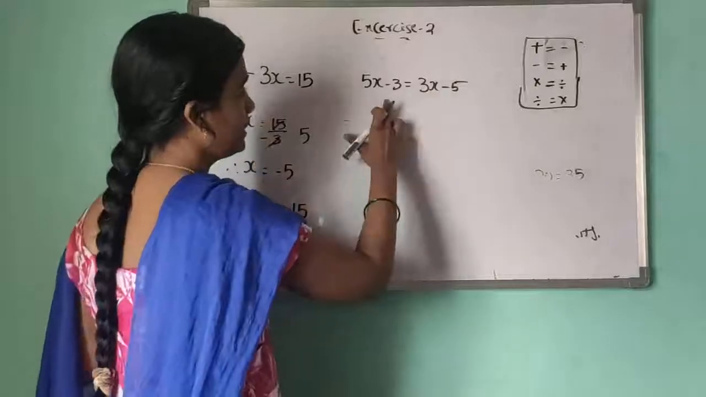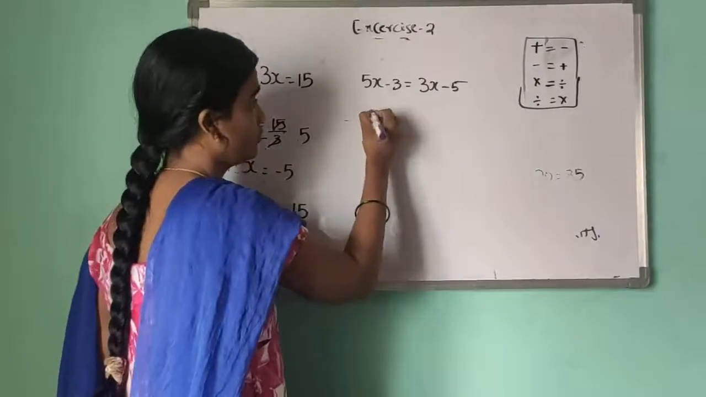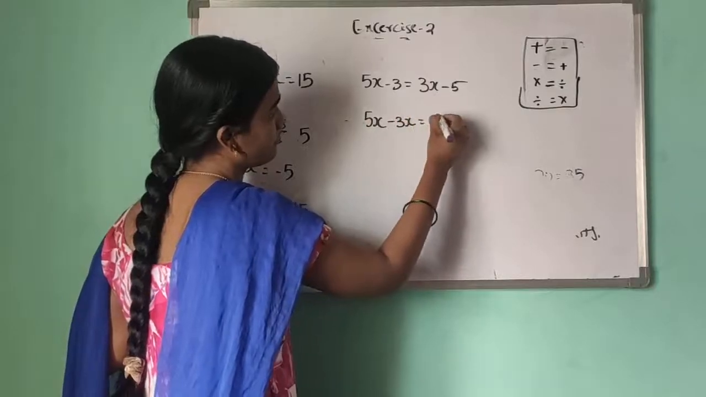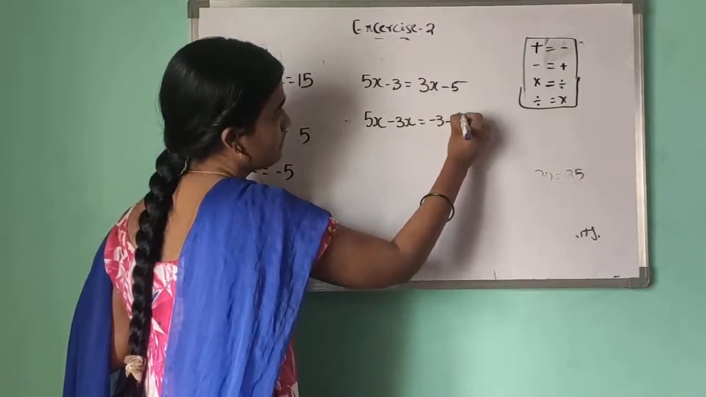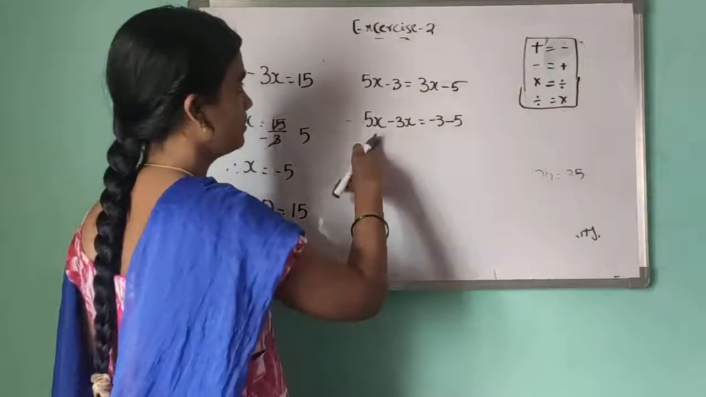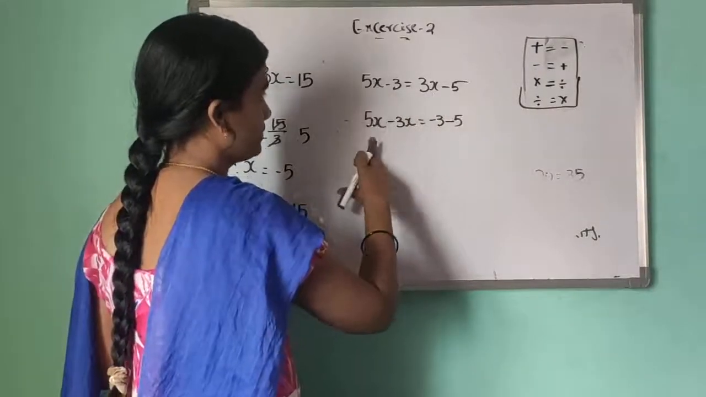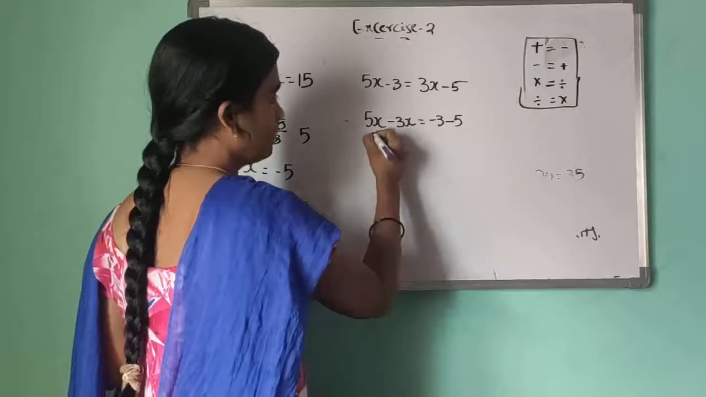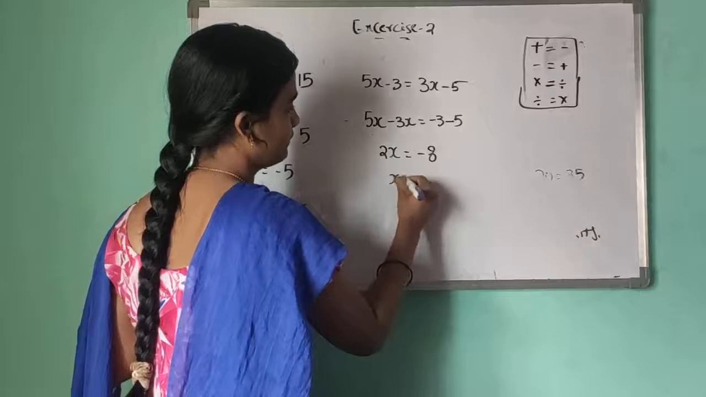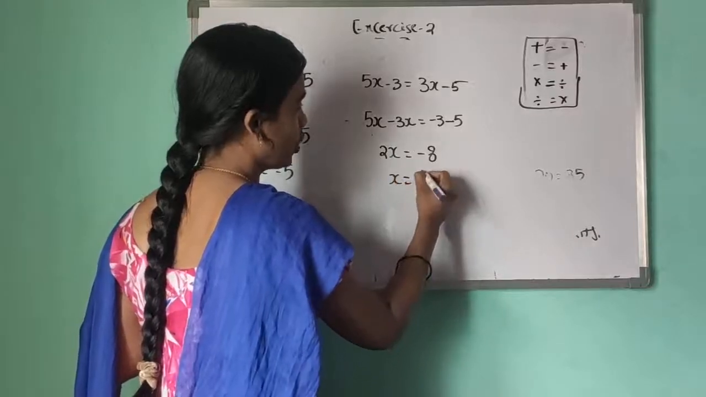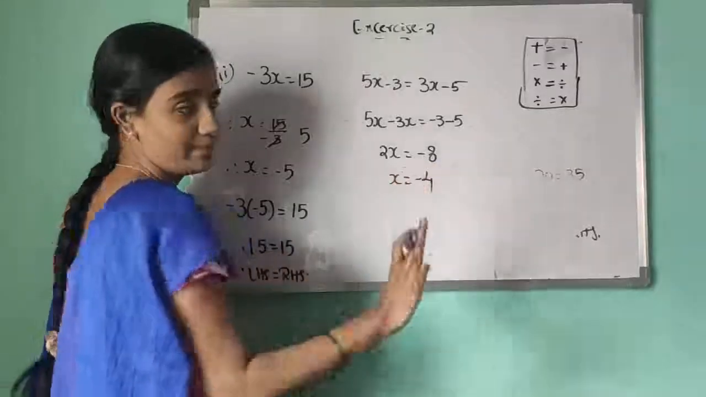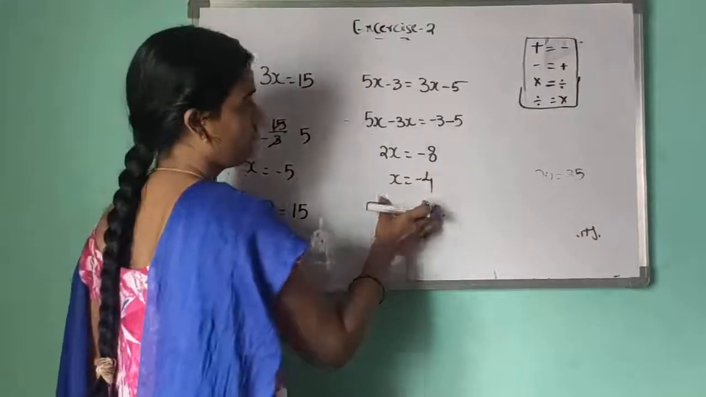On the next one, here also we have to find the x value. So 5x minus 3x minus 3 minus 5, right? Here 5x minus 3x minus 5, right? 5x minus 3x, how much? 2x is equal to minus 8. x equal to how much? Minus 4. Why? Because 8 by 2, how many times? 4 times. The value is correct or not, how will you check?